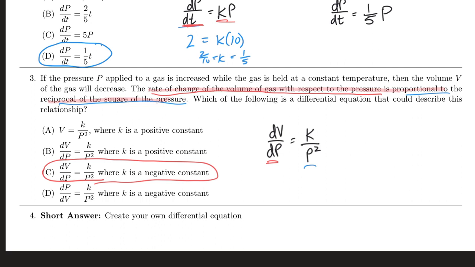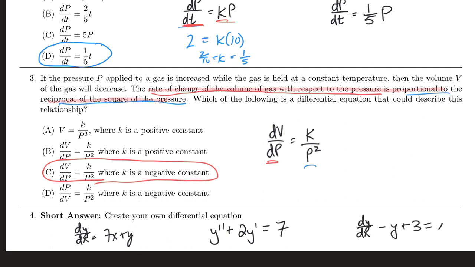And for the free response, you're just creating your own differential equation. Just remember, your differential equation is any type of equation that involves a derivative. So there's an infinite number of answers here, but you could do something like y double prime plus 2y prime equals 7. That's an equation that has derivatives in it. You could do dy dx equals 7x plus y. That's an equation that has a derivative in it. You could do dy dx minus y plus 3 equals x. Again, as long as there's a derivative, whether it's in this Leibniz notation with the dy dx or the Newton notation with the prime, either one, as long as your equation has a derivative in it, then it's a differential equation.